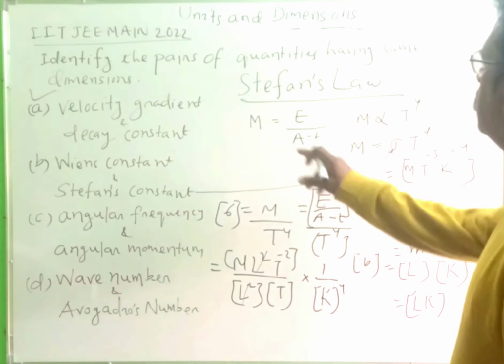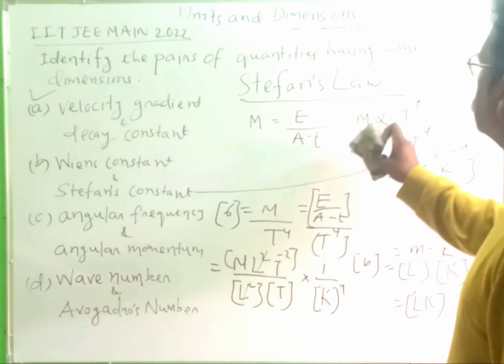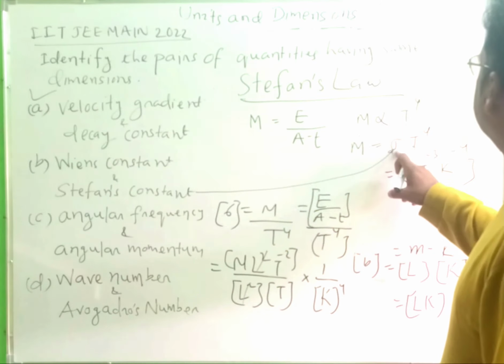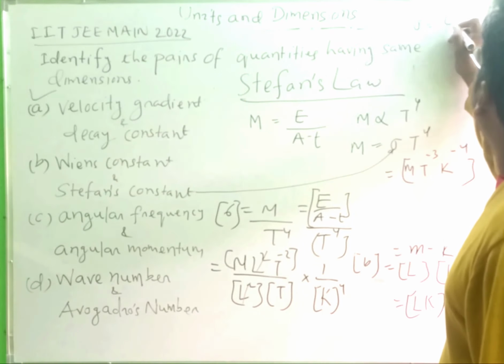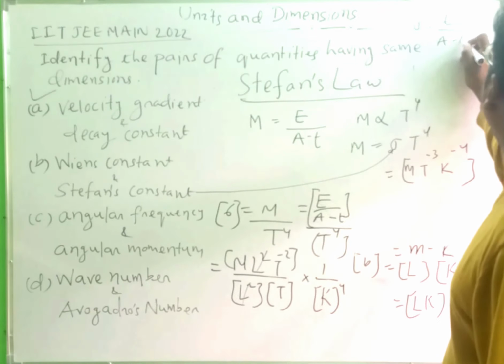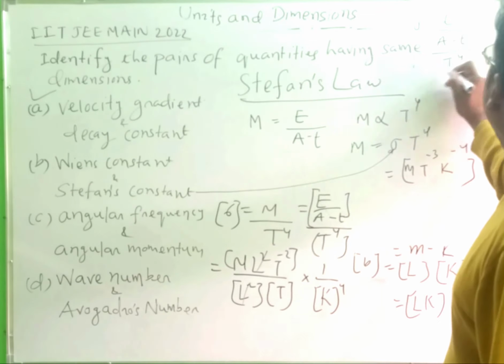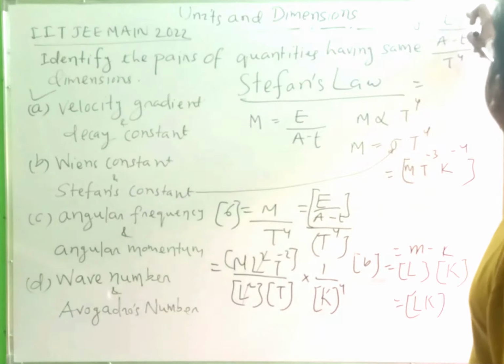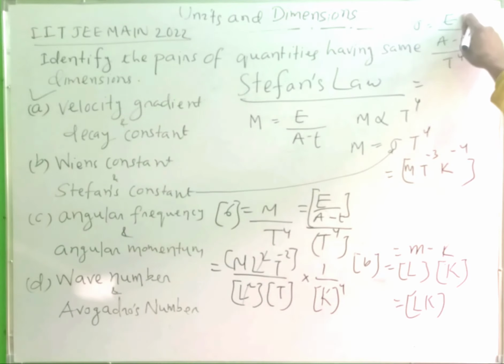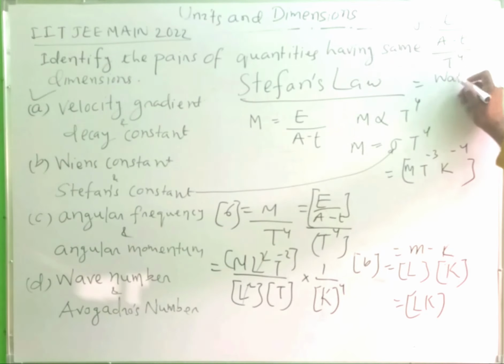And what will be its SI unit, student? You can watch from here. The SI unit of sigma will be equal to E by A T by T⁴. So this will be E by T, the energy emitted per unit time, that is the power of the black body. You know student, the SI unit of power is watt, so the SI unit is watt per meter square Kelvin to the power 4.